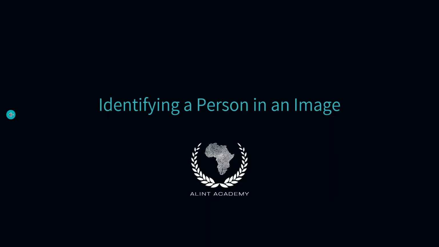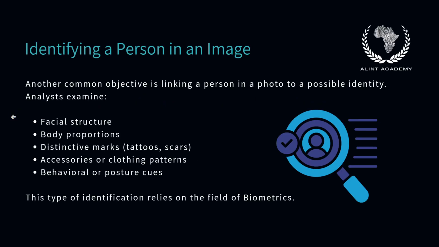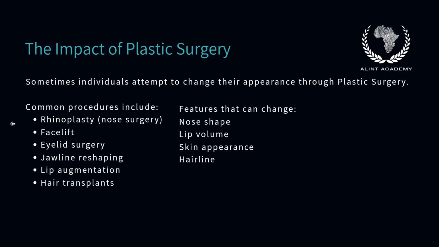Another major objective is identifying individuals in images. Analysts examine facial structure, body proportions, distinctive marks like tattoos or scars, clothing patterns, and posture or behavior. This process is closely related to biometrics, which focuses on identifying individuals based on physical characteristics.